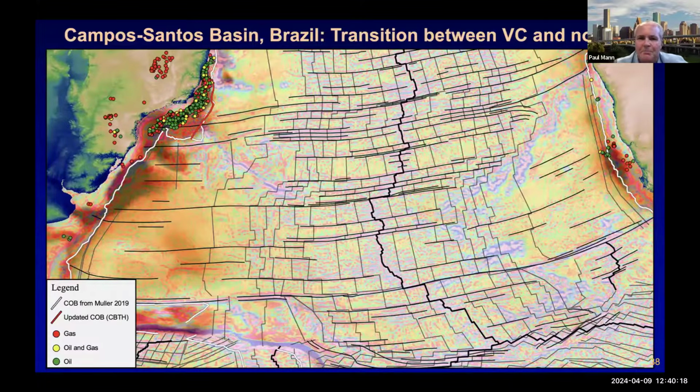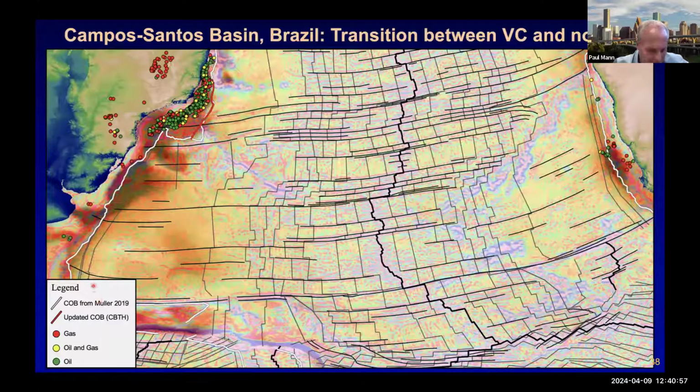Okay, so finally going back to Brazil. So now we're back to the Campos Santos, which is sort of a transition between the volcanic margin south, which would be southern Brazil down to Uruguay and Argentina, and the non-volcanic margin, which would be everything north of Campos Santos. So it's somewhat of a transition, as we saw, for example, in Guyana. And then over here, we've got Namibia, and it's definitely a volcanic margin. It's conjugate to Uruguay.